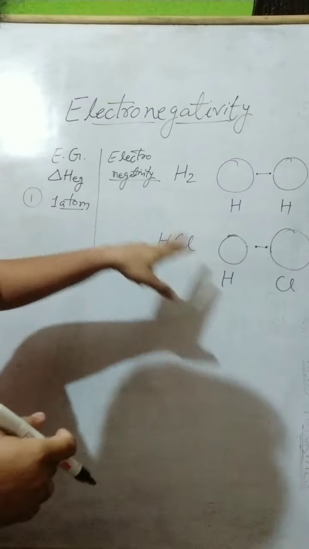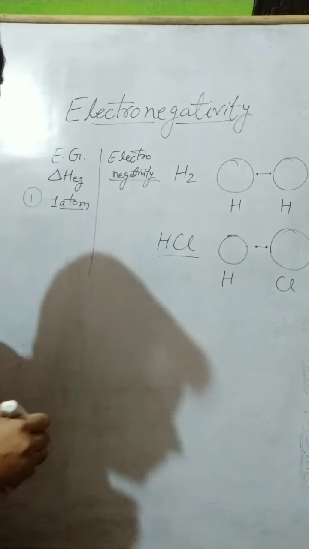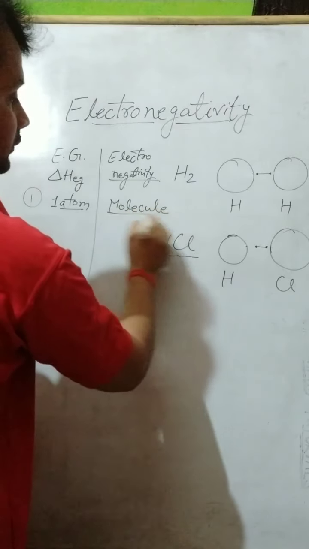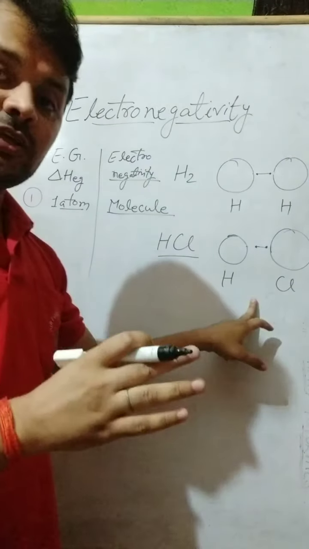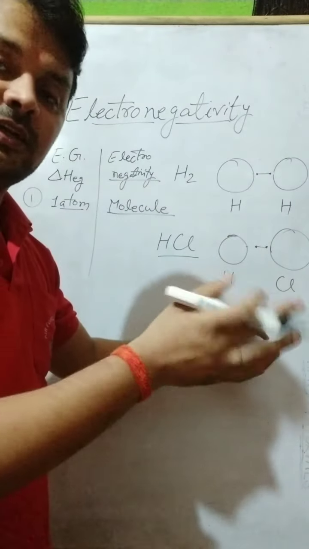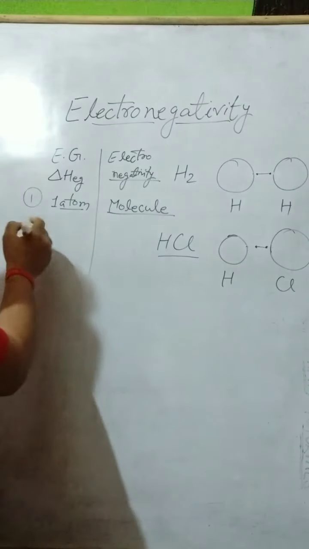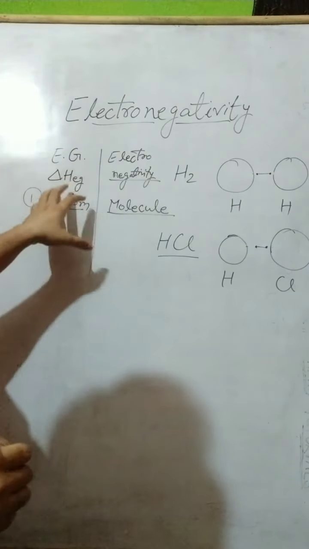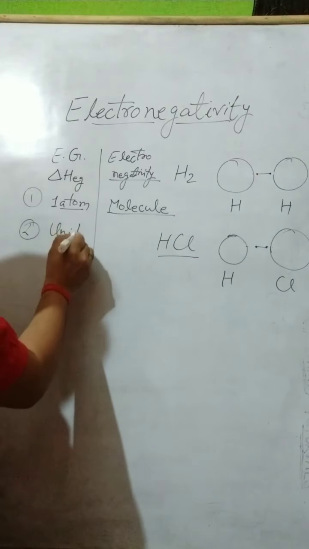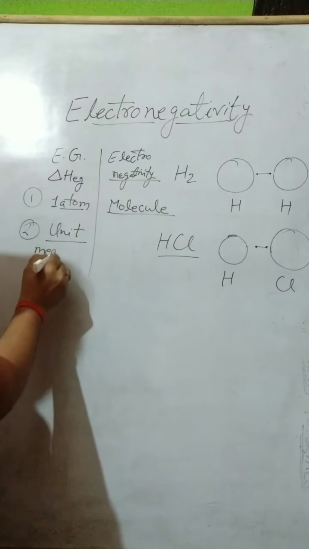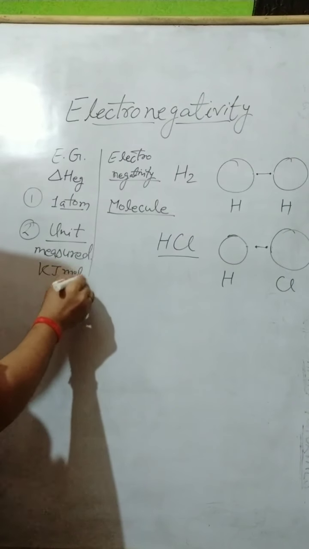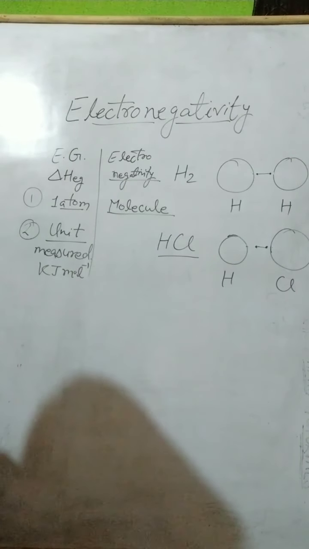In electronegativity, what happens? We have a compound, a molecule. From a molecule we consider electronegativity: in the molecule, how much more electronegative one atom is than the other atom of a different element. Clear? The second difference is that electron gain enthalpy has a unit. It is measured in kilojoule per mole, right? Kilojoule per mole is the unit of electron gain enthalpy.